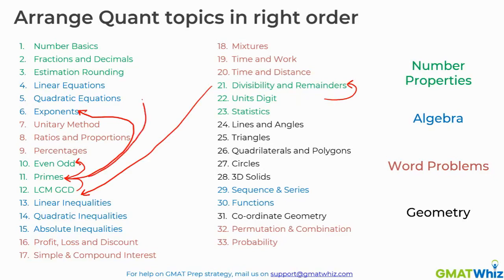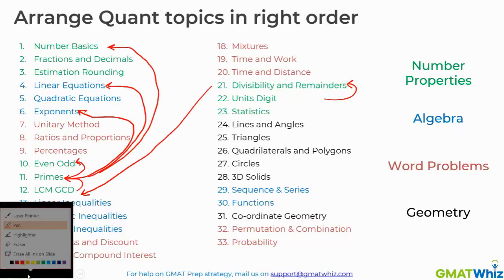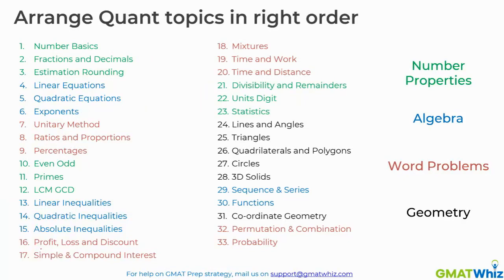In prime factorization, you might have equations to solve. And for prime factorization, you might need to know about the number basics also. So what we have done over here is we have worked backwards. We have tried to understand exactly what should be the sequence for each and every topic that you should go through in quant. So if you want, you can take a screenshot of this, or I'm going to show you an option through which you can even refer to this list later on as well.